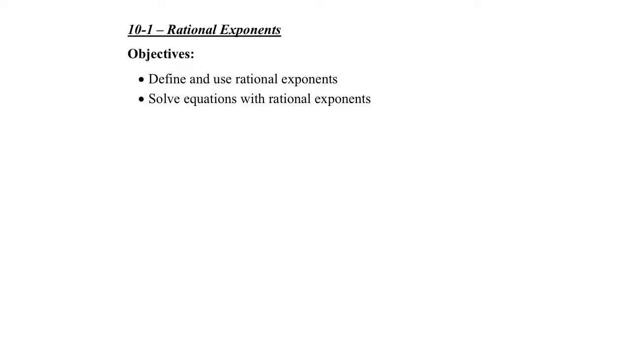When you see the word rational, it means that that number, whatever it is, in this case the exponent, can be written as a fraction. Now, if you go online and want to do a little bit more research on your own, or watch a video on YouTube, some authors call this fractional exponents. Same thing, rational, fractional. You can search for either of those if you want to. So we're going to define them, we're going to use them, and then we're going to solve equations containing them.